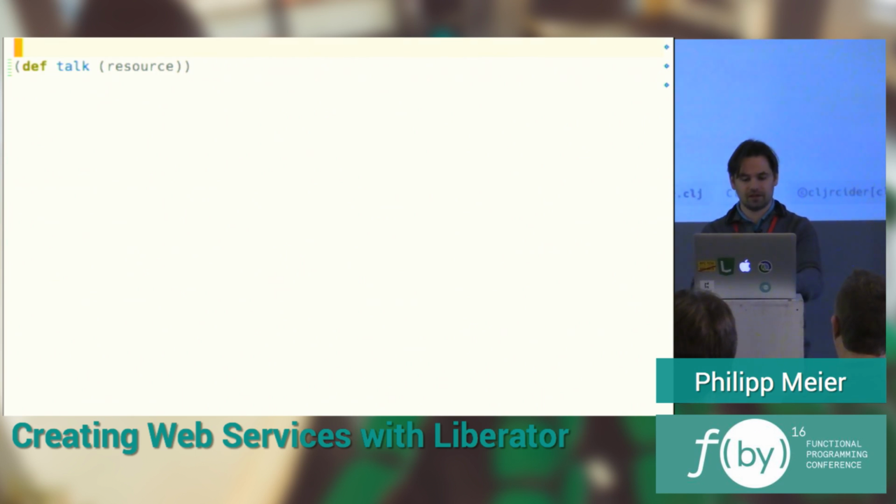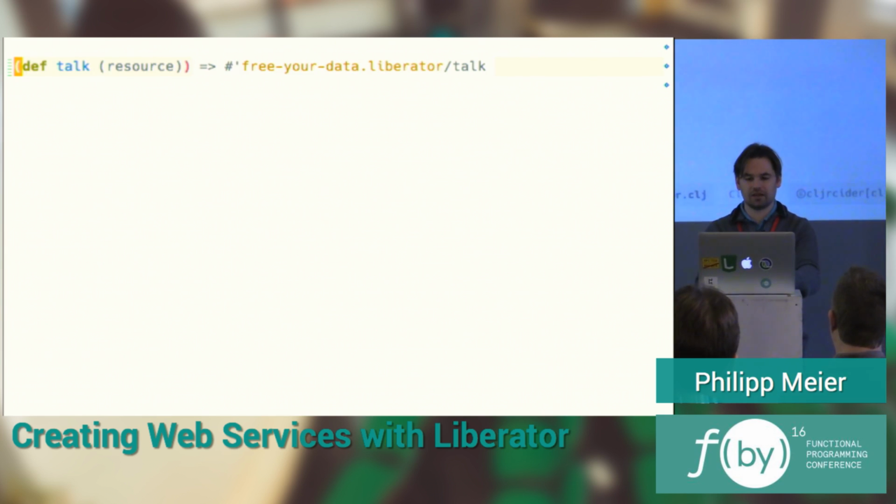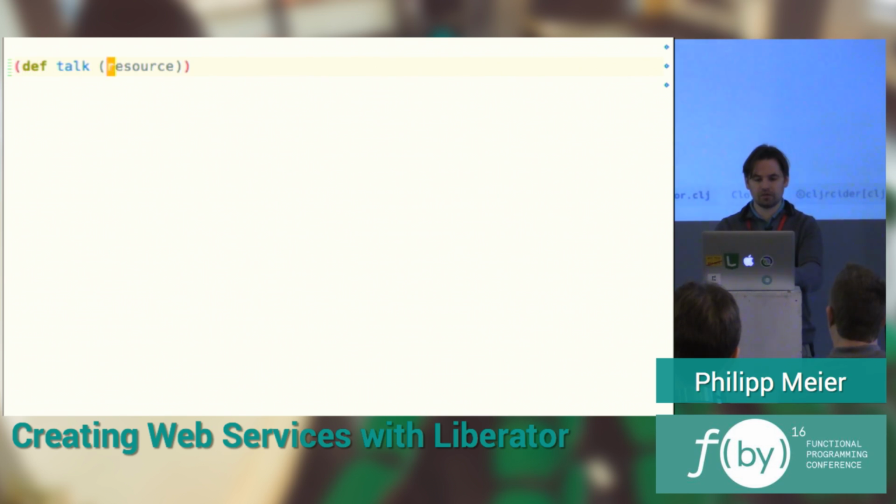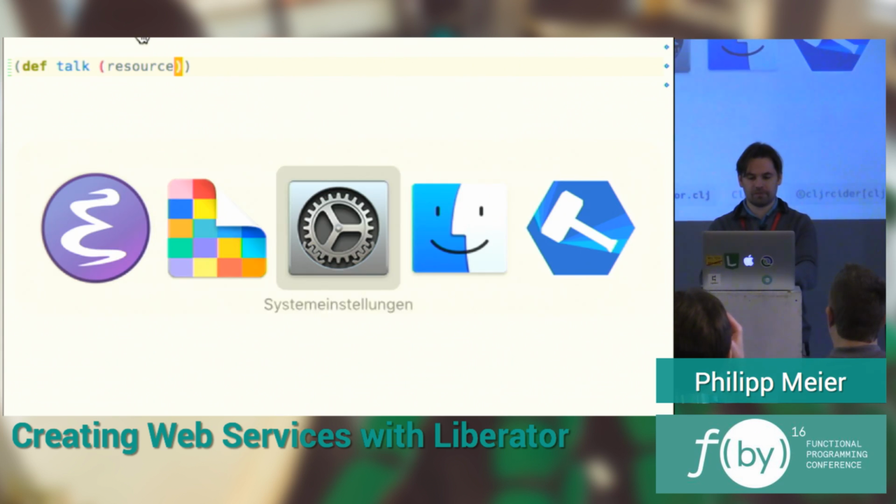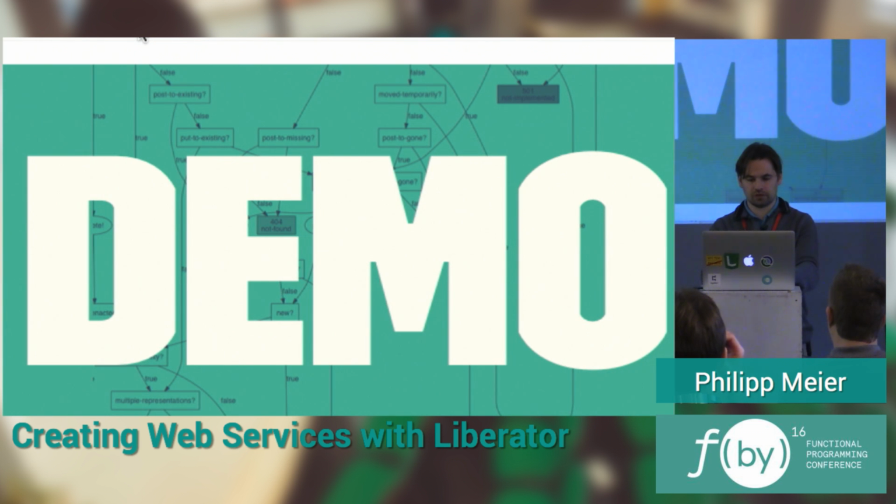So let's begin. We declare a Ring handler and bind it to a variable talk. So we can use the resource function, which creates a Liberator resource Ring handler. This is quite boring, I guess. So what happens if I open a terminal? I should.